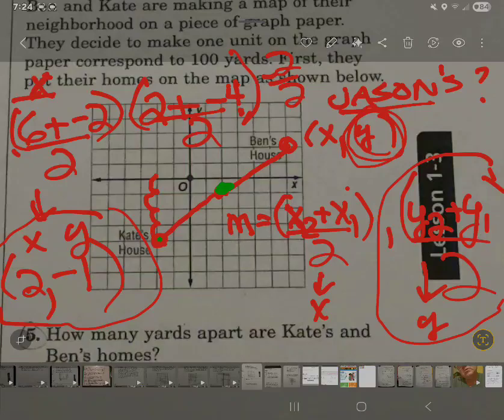Again, all we do is we take our X value on this one, our X value on this one, add them together. That's what I did here, right here. And then divided by 2, that gives us our X value. And then I took our Y value on this one and our Y value on this one, I added them together and I divided by 2. And you do that math and you get -1. So that gave us our coordinate points for the midpoint between Ben's and Kate's house.